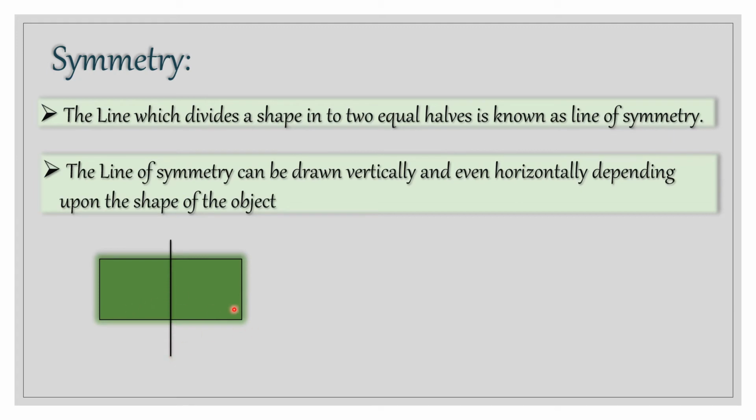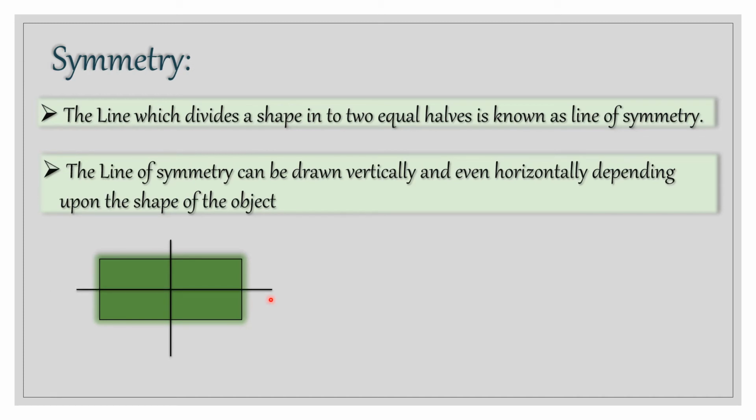Yes, can you see the two equal halves? These two equal halves are mirror images of each other. It should be mirror images of each other. Only then can we call this figure a symmetrical figure, and the line which divides a symmetrical figure is called the line of symmetry.